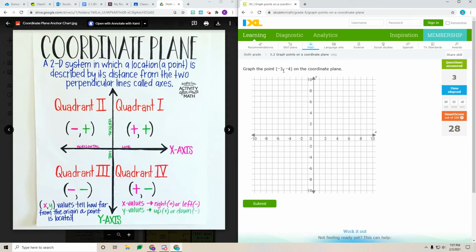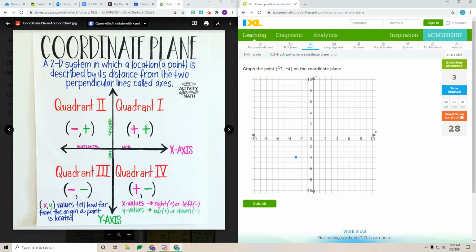Okay. How about this one? What do you think? Which direction would I go first? It's negative 3. So I'm going to go to the left 3. And then negative 4. I'm going to go down 4 spaces. So it's not a positive 4, it's a negative 4. So that means I'm going to go down to negative 4.